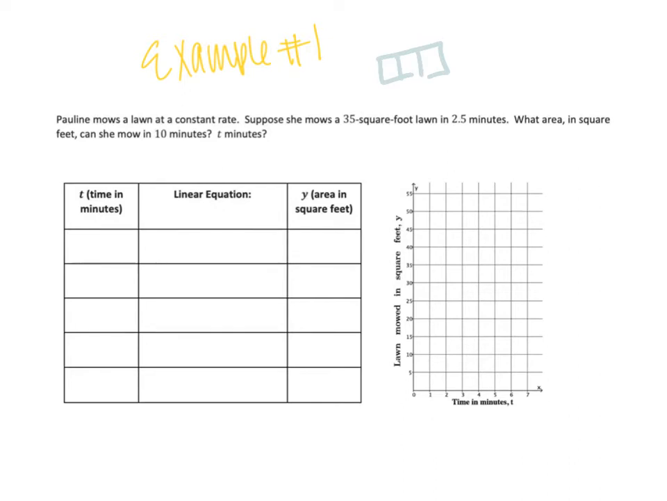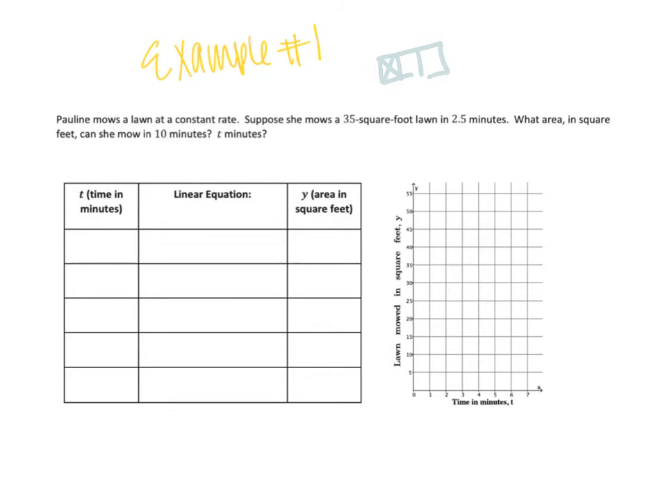Pauline mows a lawn at a constant rate. Suppose she mows a 35 square foot lawn in 2.5 minutes. What area in square feet can she mow in 10 minutes? T minutes? So I mark my first box because I've read for the big idea. The second time I read, I'm going to be finding the ratio that they give us, okay? So the two numbers that they're comparing that we're going to use to find the rate.